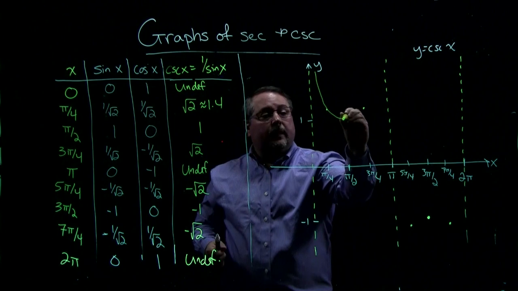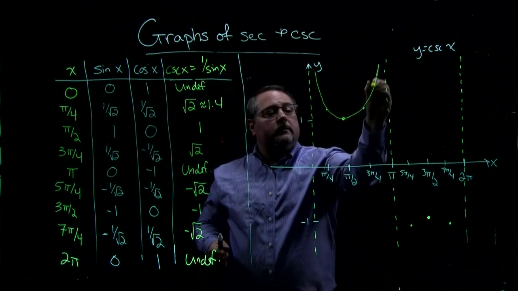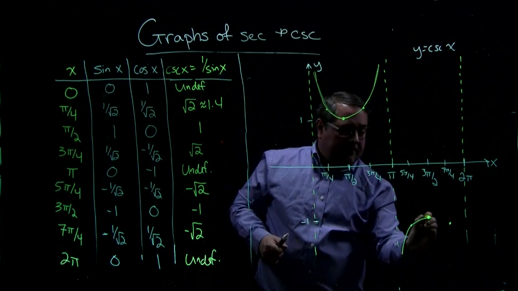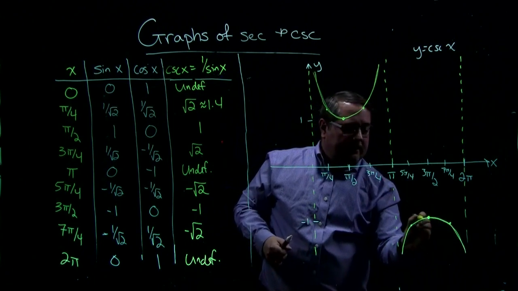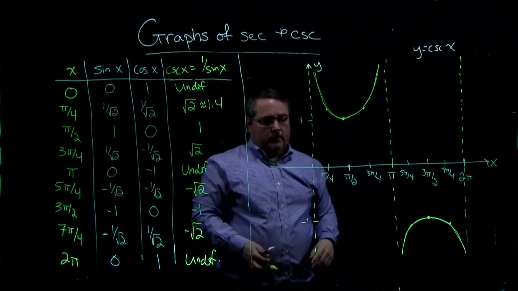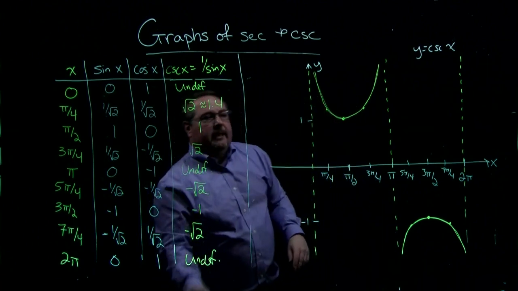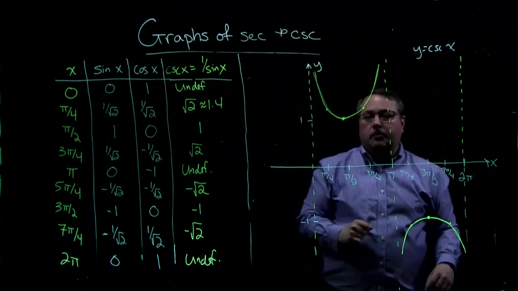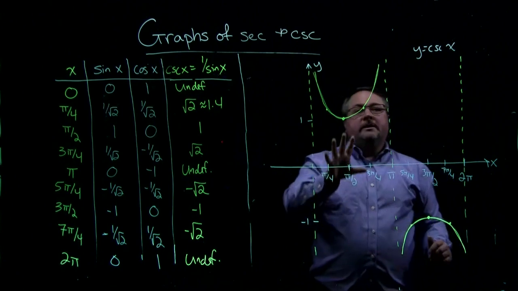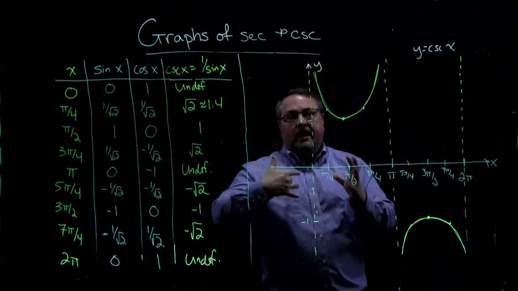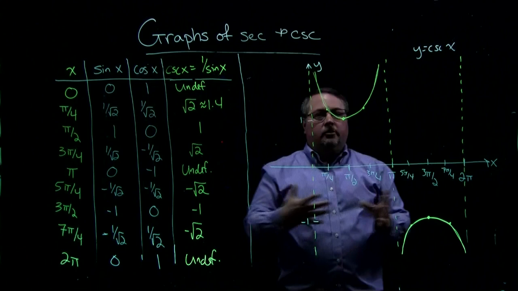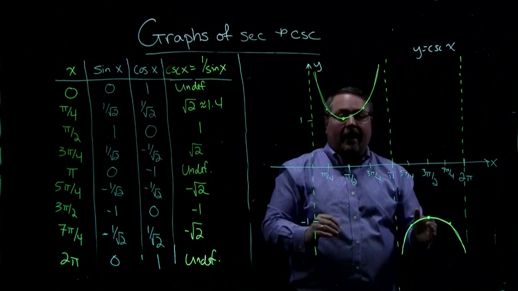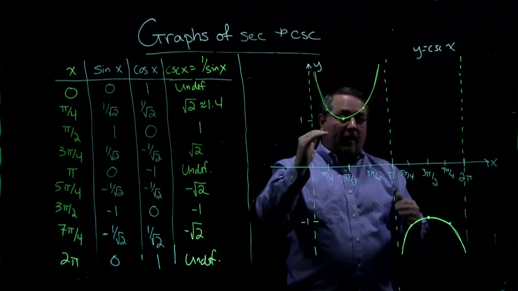And now if we connect our dots, this will give us one period of the cosecant graph. So we have the same behavior of going up to infinity or down to minus infinity as we approach our vertical asymptotes. We see that the cosecant and the secant graphs have the same shape. They're just offset a little bit horizontally. Both have a period of 2 pi. Both have the same range.